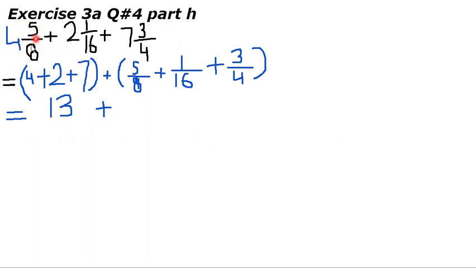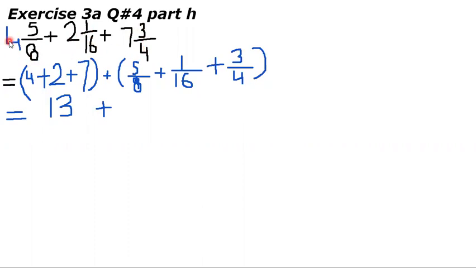A whole number fraction consists of two parts, a whole number or a natural number and a fractional part. 4 is a whole number or a natural number and 5 upon 8 is a fractional part. 2 is a whole number part and 1 upon 16 is a fractional part. 7 is a whole number part and 3 upon 4 is a fractional part.